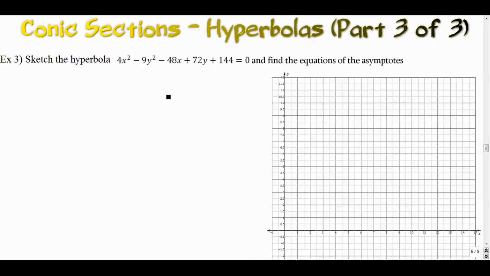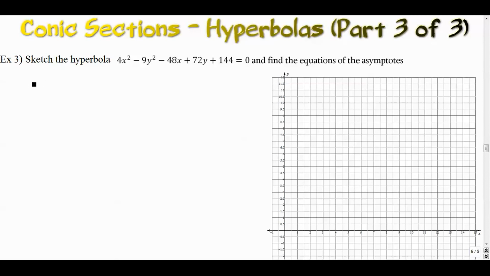So right now, if you feel that you're pretty comfortable with completing the square, maybe pause this video and give this one a shot. You're trying to get this into the correct format. And if you've been watching part 1 and 2, you know what the hyperbola equation looks like, and you can probably give this a shot on your own, but if not, here we go.